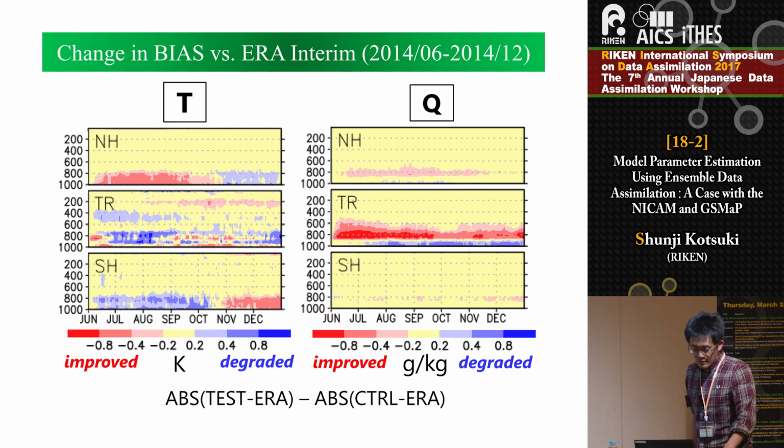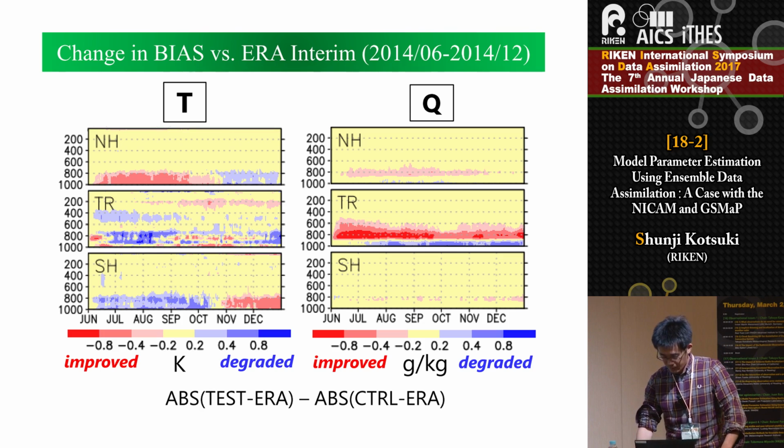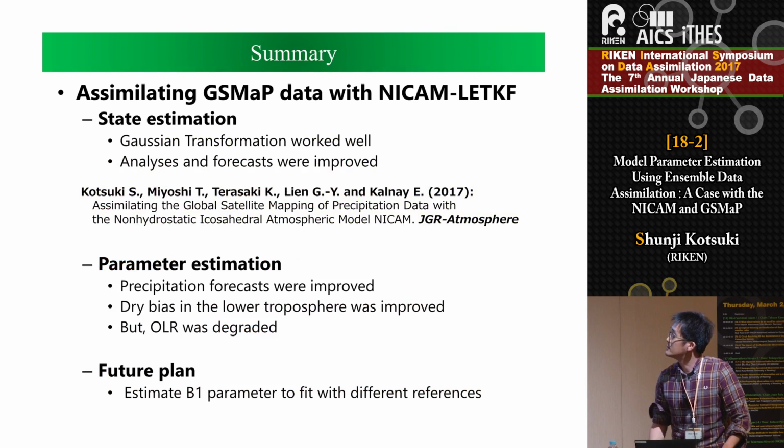We have also validated the atmospheric variables for temperature and humidity. And we are comparing the absolute value between the test and control against the error interval. And basically, the red color shows the improvement. For the temperature, we see the black, blue, and red color. It means improvement and degradation areas are both observed. But for the Q, we generally have improvement, especially in the lower troposphere in the tropics. And it is very reasonable to see the improvement in the Q because Q is a variable very close to the precipitation.